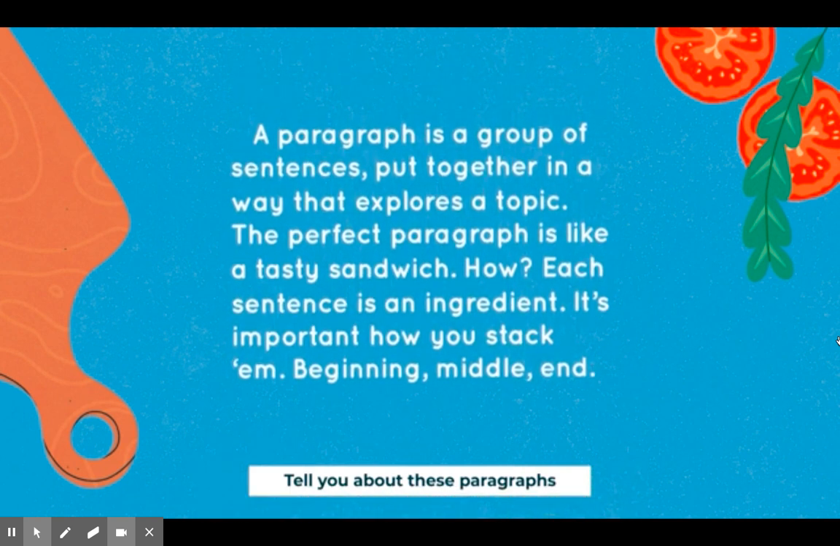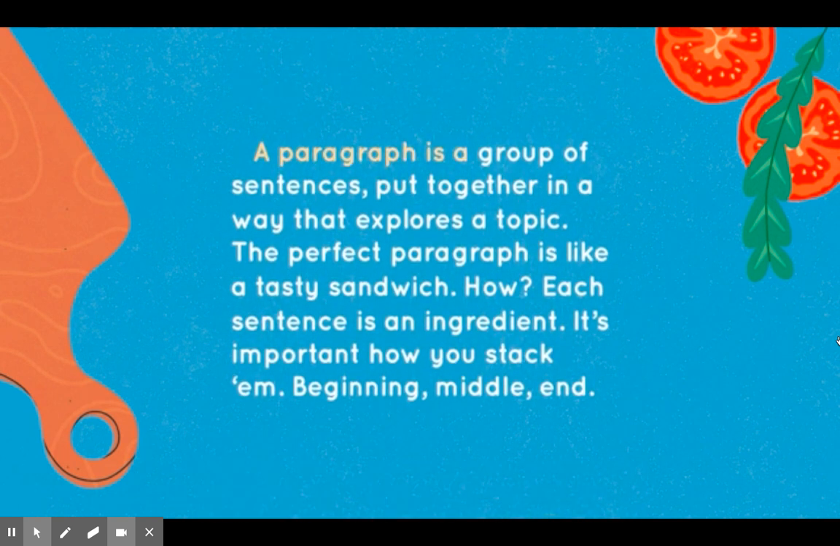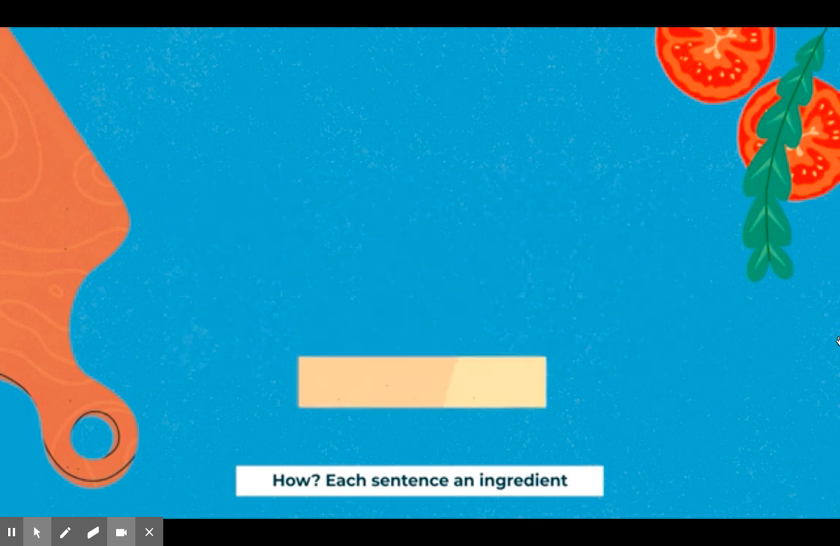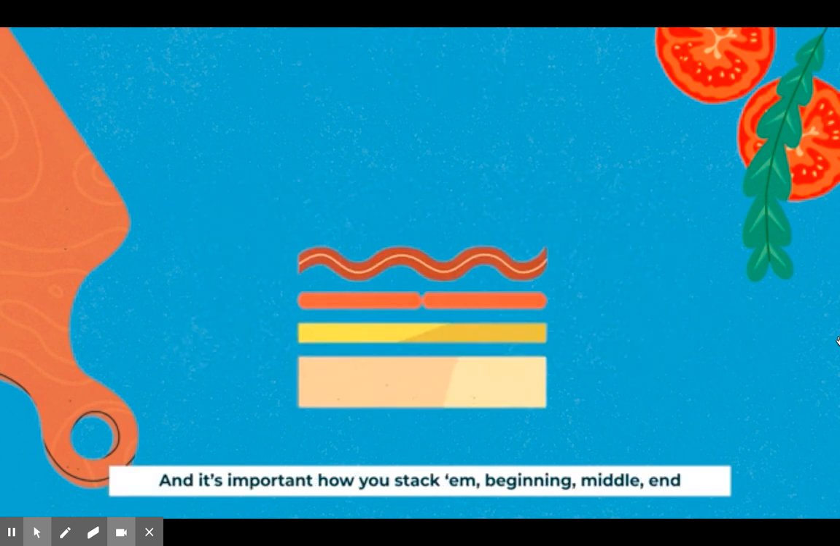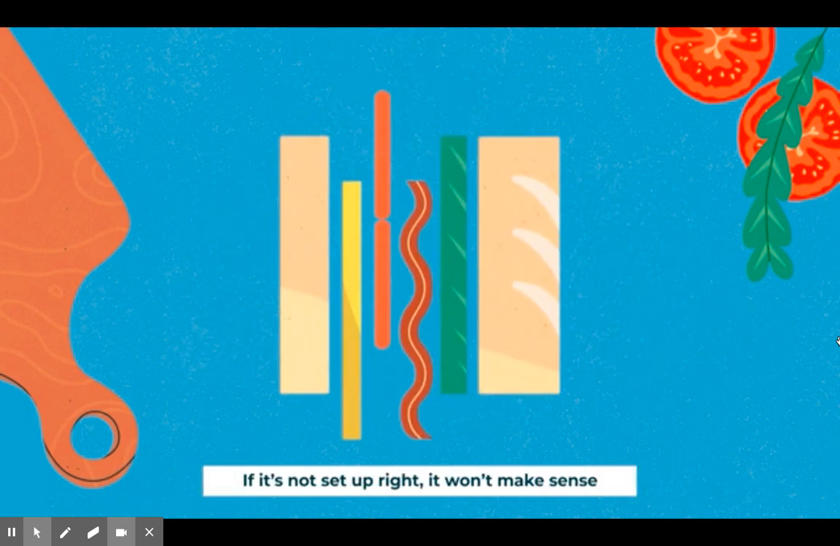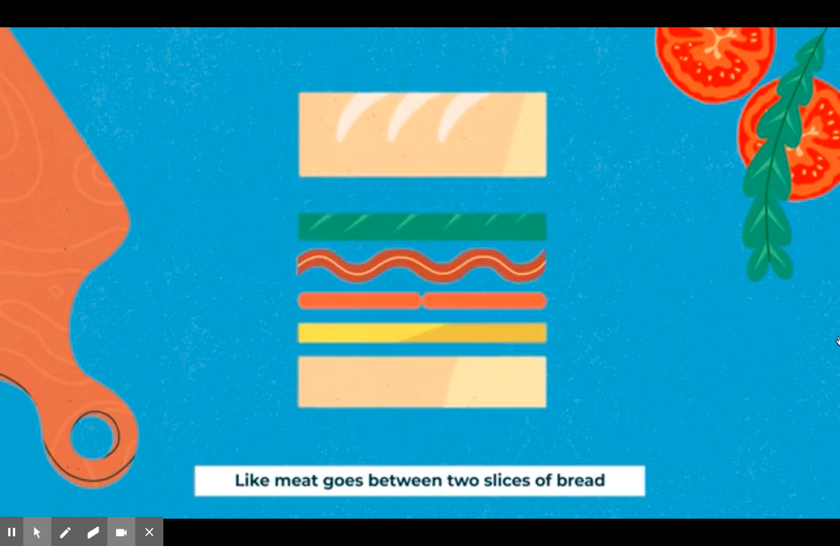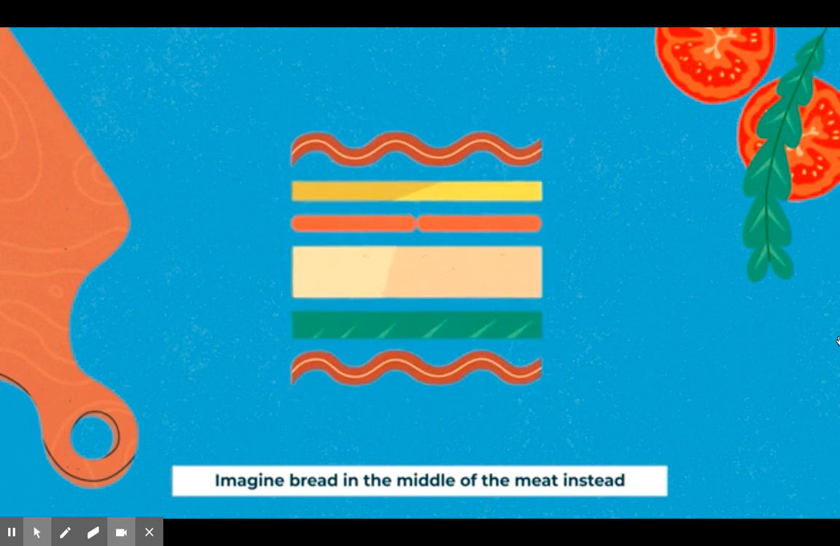Tell you about these paragraphs. A paragraph is a group of sentences put together in a way that explores a topic. The perfect paragraph is like a tasty sandwich. How? Each sentence an ingredient. And it's important how you stack them, beginning, middle, end. If it's not set up right, it won't make sense. Like meat goes between two slices of bread. Imagine bread in the middle of the meat instead.